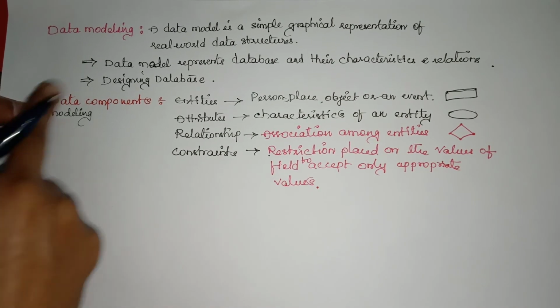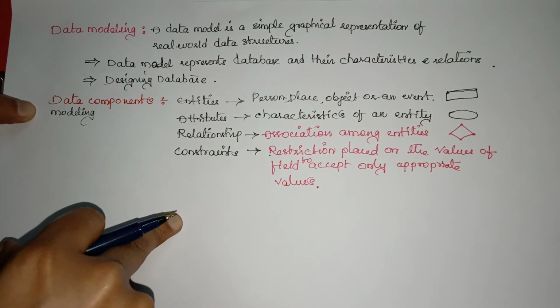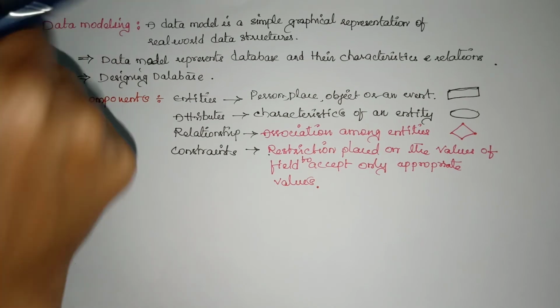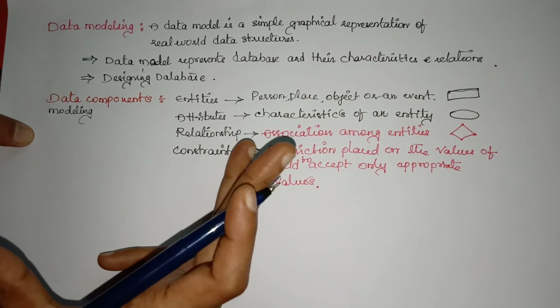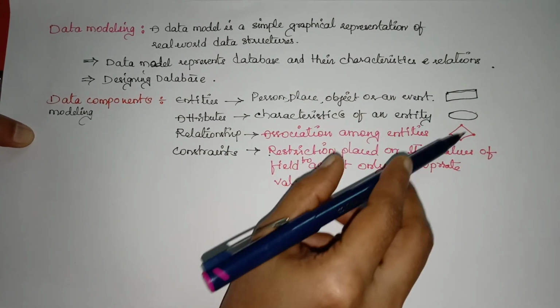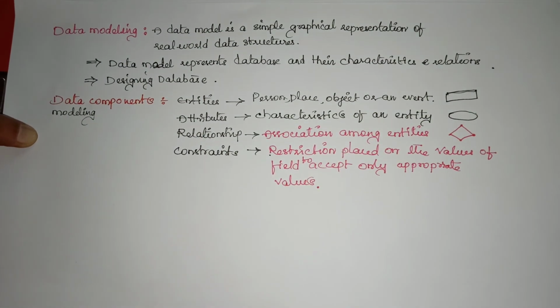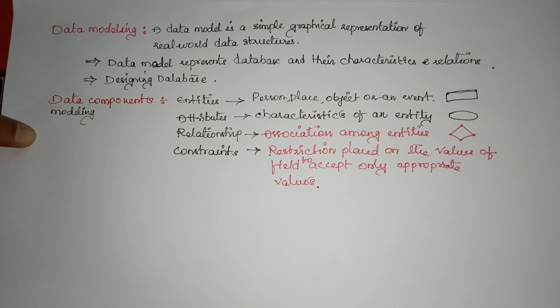So these are the components of data modeling. Data modeling is a simple graphical representation of real world data. Like this, we are going to represent the data in the form of graphical representation. Thank you.